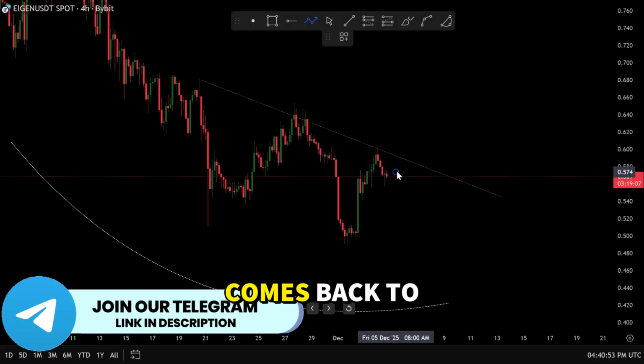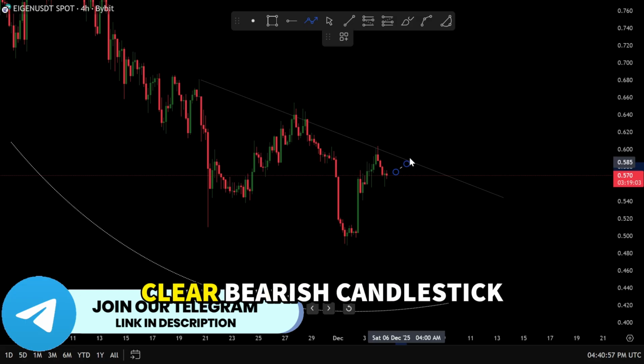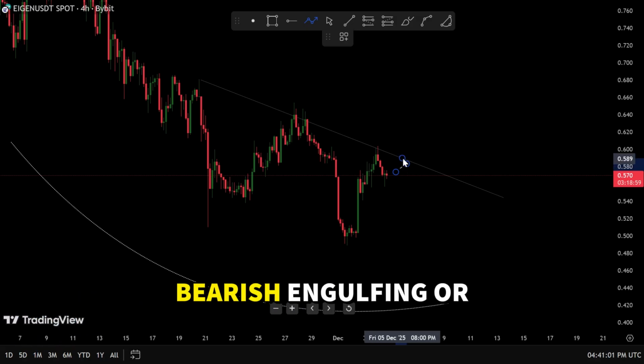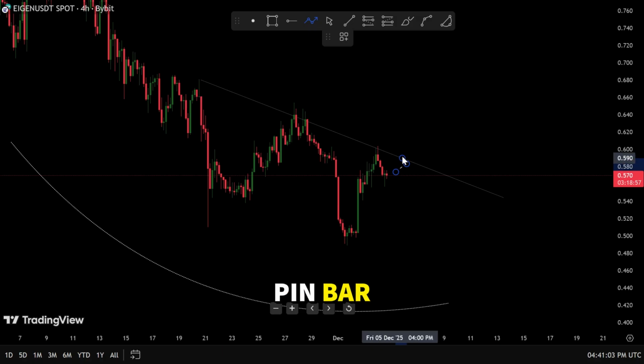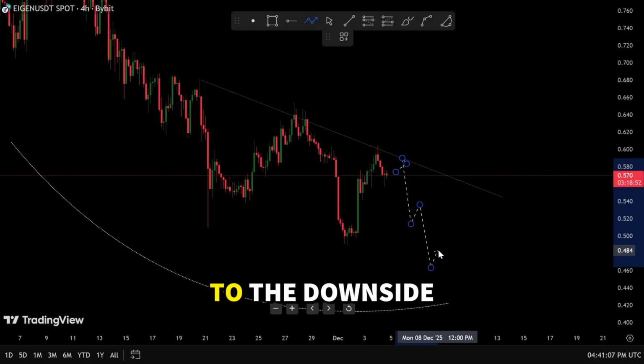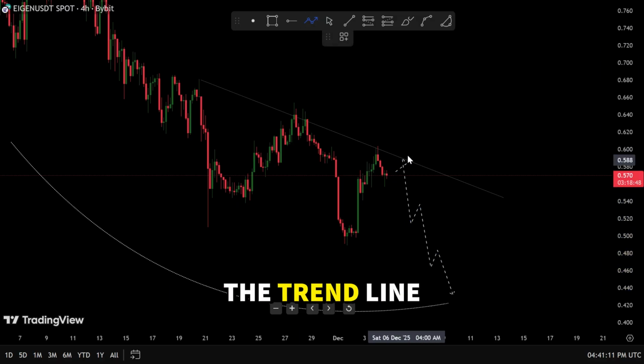If the price comes back to this trend line around 0.59 and forms a clear bearish candlestick, like a rejection wick, bearish engulfing or pin bar, this gives us a strong confirmation to sell from there to the downside. The logic is simple. Sellers are defending the trend line and the downtrend is likely to continue.